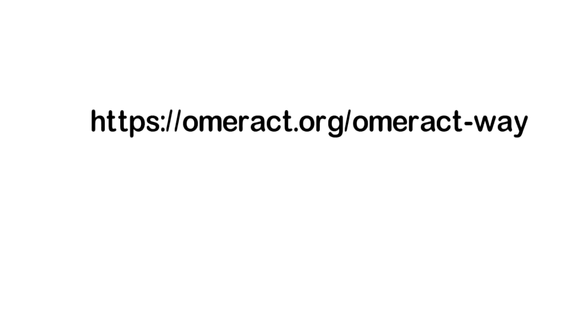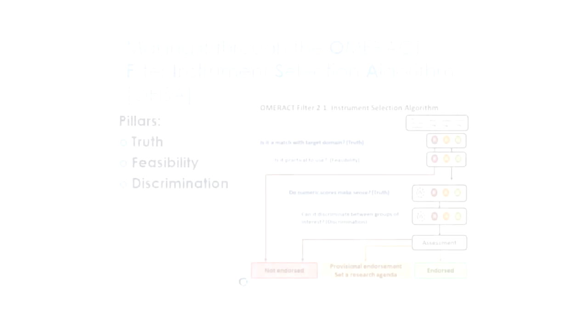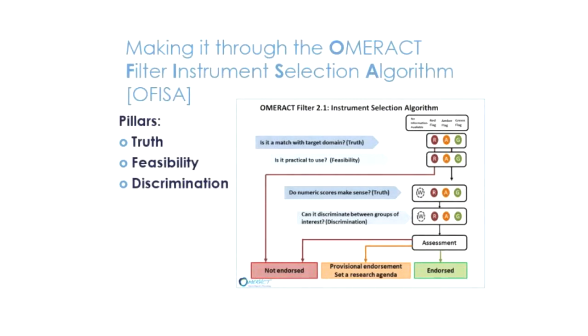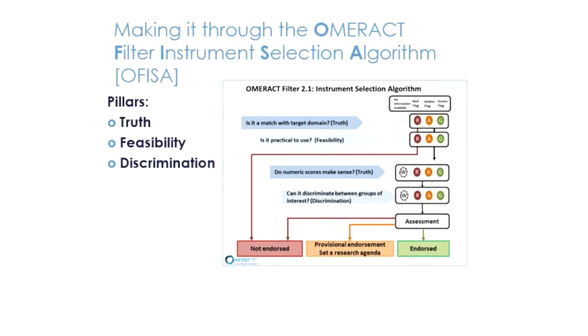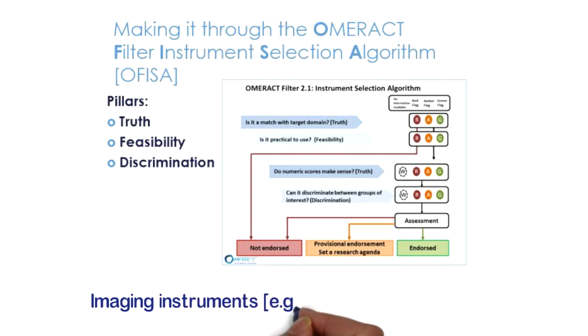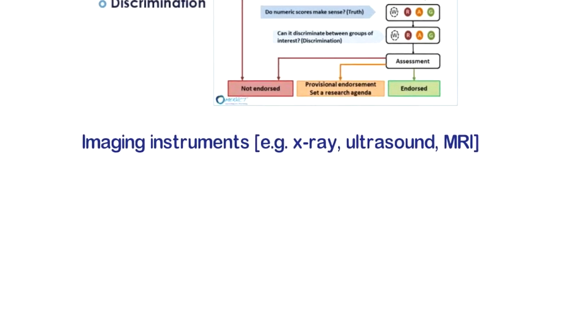website. Today we are going to talk about one of the important lessons we learned when OMERACT began thinking through the process of putting imaging instruments through the OMERACT Instrument Selection Algorithm, commonly known by its acronym OFISA. The OFISA process is used to see whether an instrument meets the OMERACT Filter pillars of demonstrating truth, discrimination, and feasibility. Let's now talk about terminology.